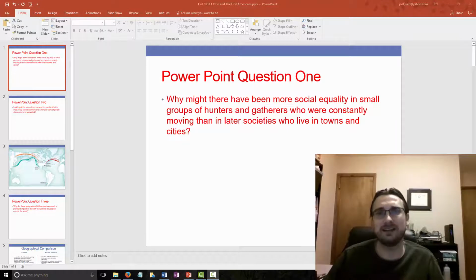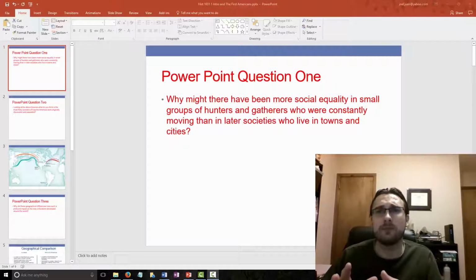And surplus is the key here, this idea of having enough resources in order to create this idea of having more than someone else. So that's very important. Another aspect that feeds into this is there's really not a lot of occupational variation when you're talking about a hunting and gathering group.